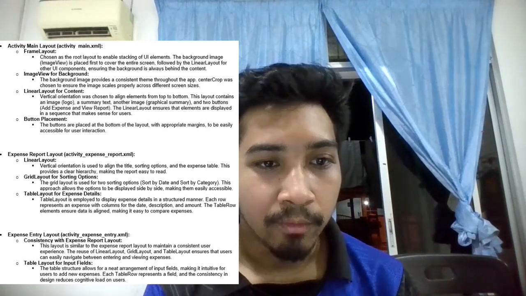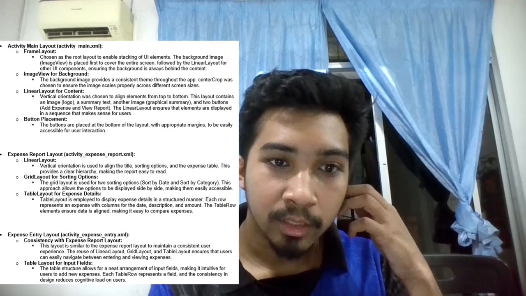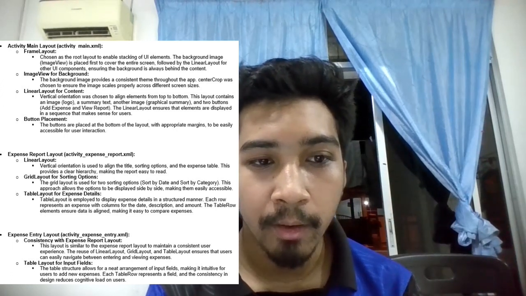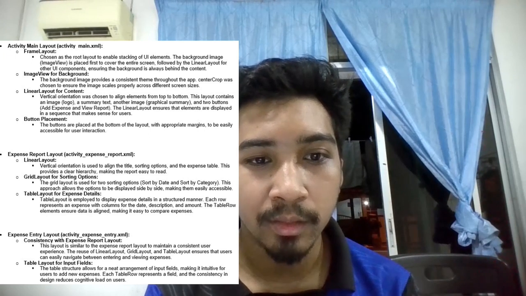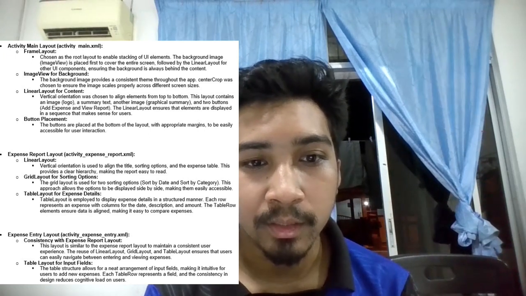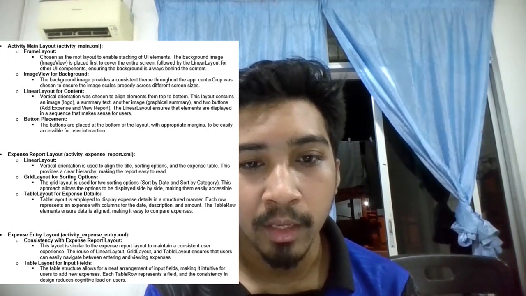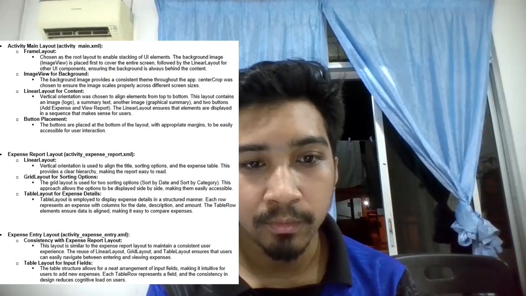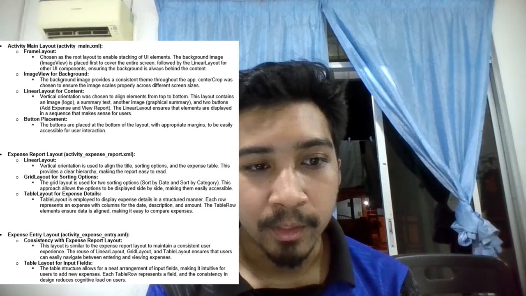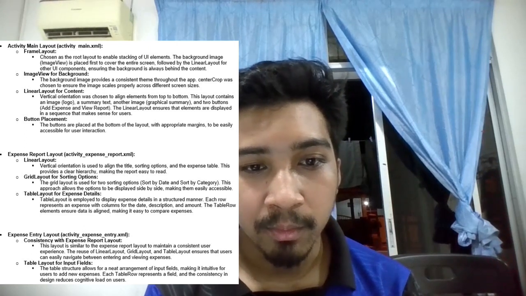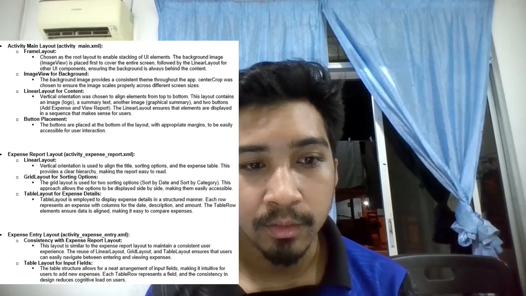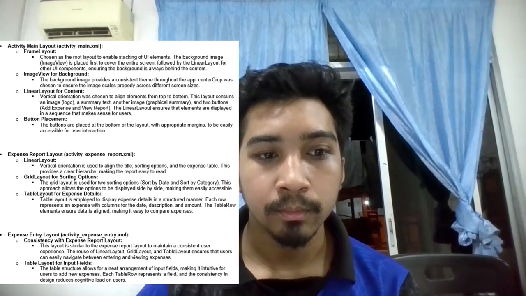Next, linear layout for content. Vertical orientation was chosen to align elements from top to bottom. This layout contains an image, a summary text, another image, and two buttons. The linear layout ensures the elements are displayed in a sequence that makes sense for users. Button placement: the buttons are placed at the bottom of the layout with appropriate margins to be easily accessible for user interaction.